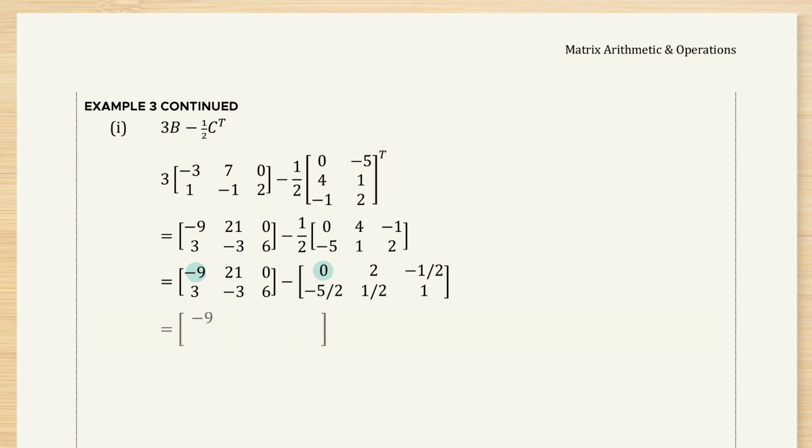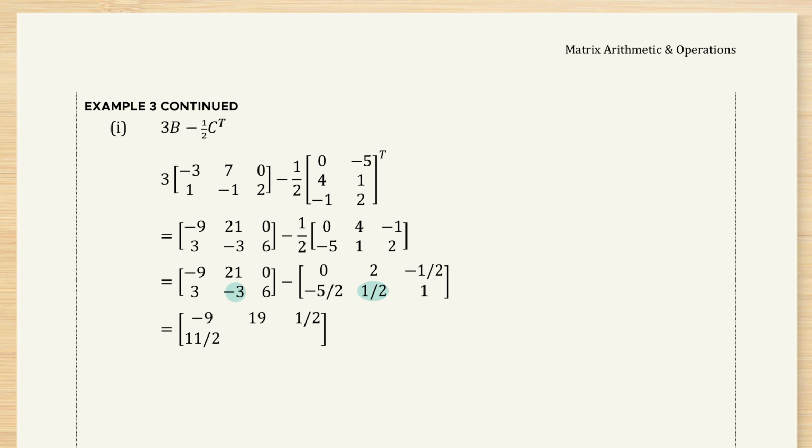Negative 9 minus 0 is negative 9. 21 minus 2 is 19. 0 subtract negative half is a positive half. 3 subtract a negative 5/2. Remember common denominators for adding and subtracting fractions? We have to turn that 3 into something over 2. In this case, we have 3/1, so multiply numerator and denominator by 2. We have 6/2. So 6 minus a negative 5 is 11/2.